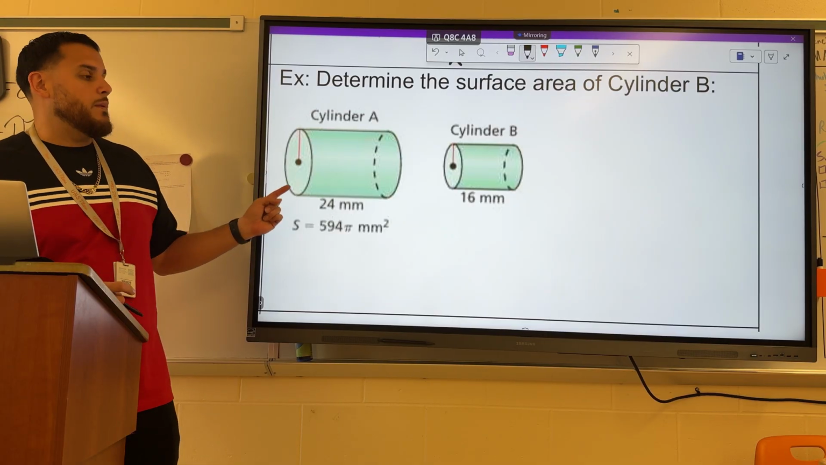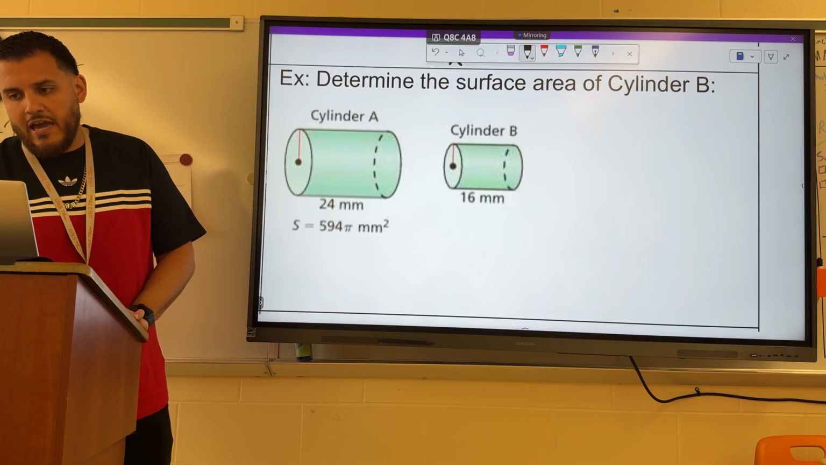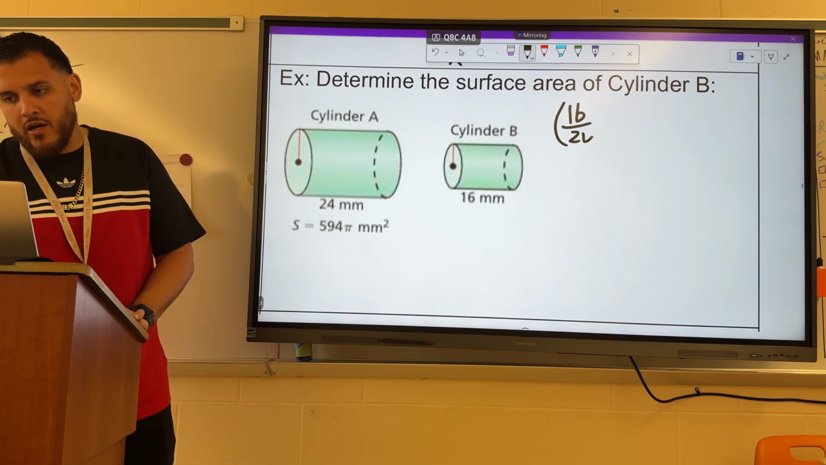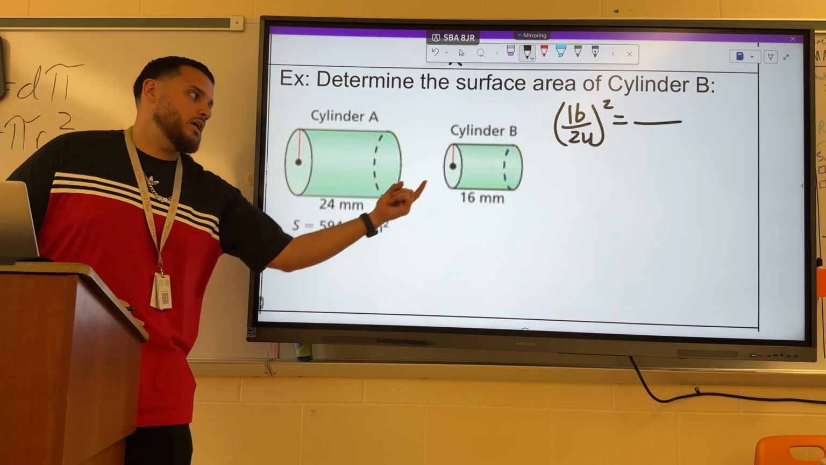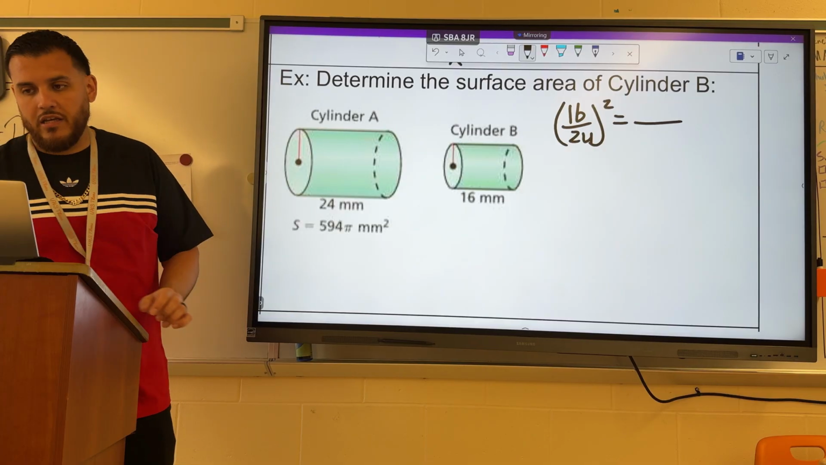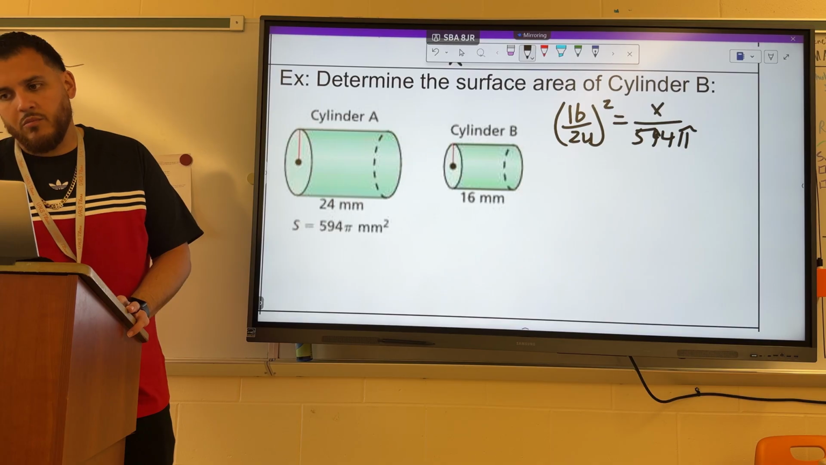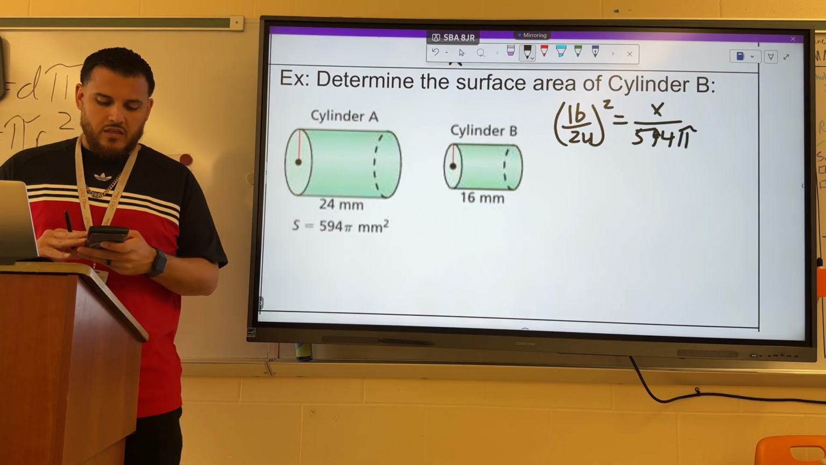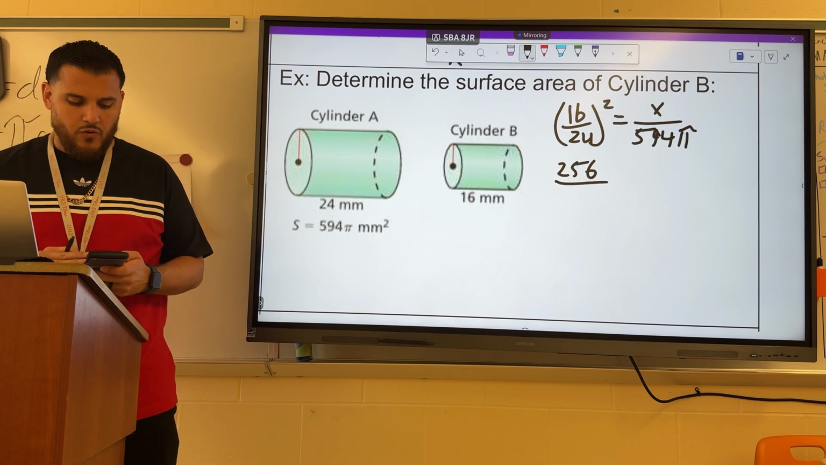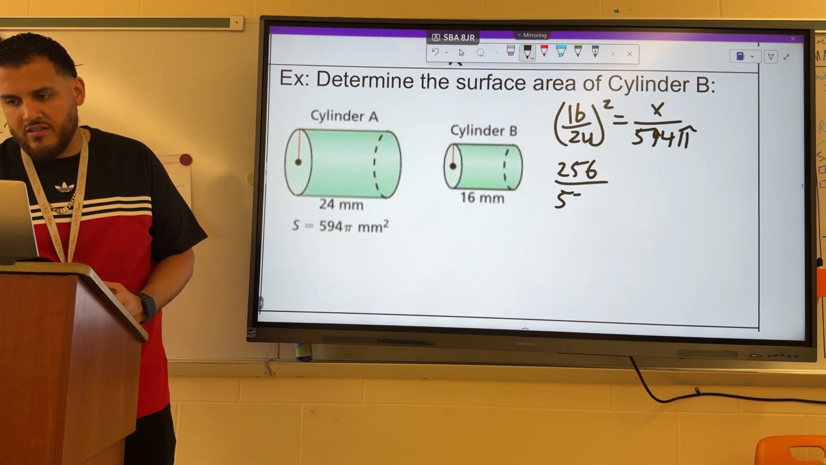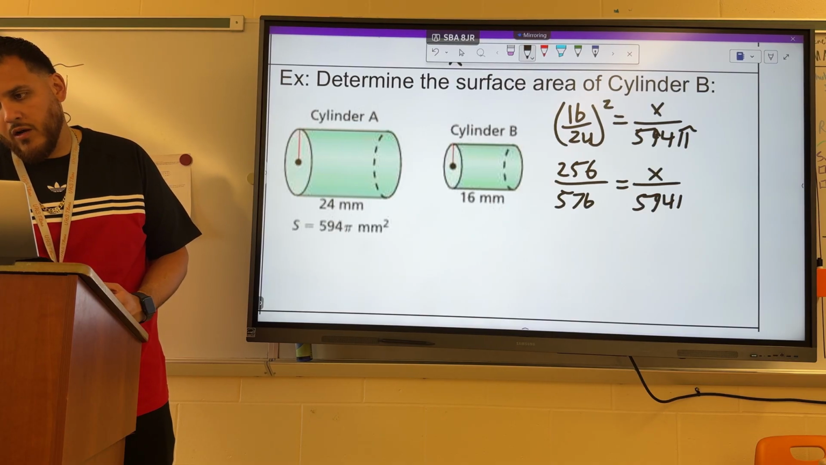Okay, so if we're going from A to B, we would have a scale factor of 16 to 24, and so that ratio squared will equal the ratio of surface areas from B to A. So unknown to 594 pi, x over 594 pi. Going to get some large values as we calculate here. 16 squared gives me 256. 24 squared is 576. That is proportional to x over 594 pi.